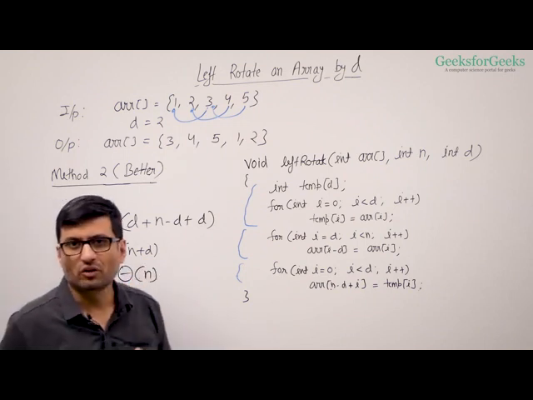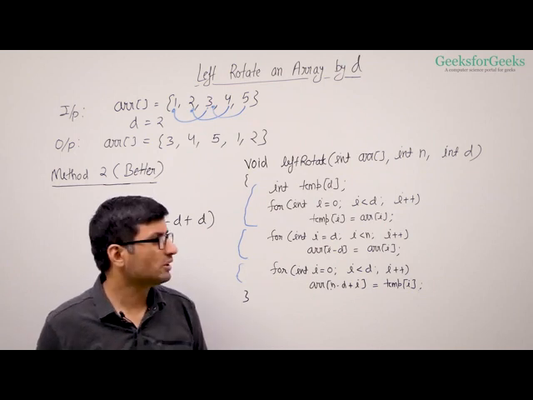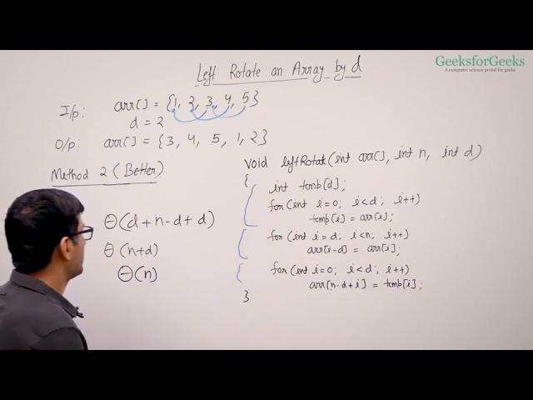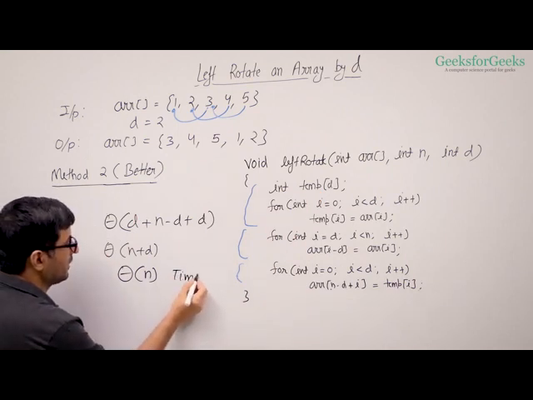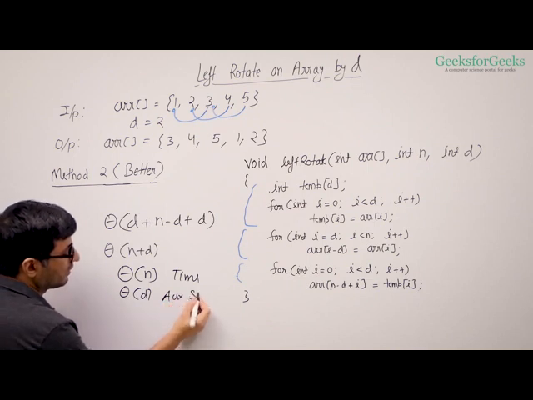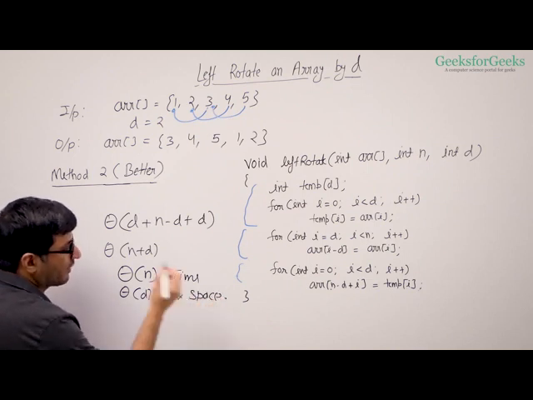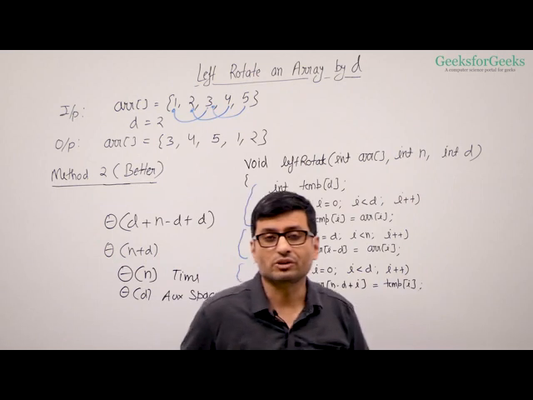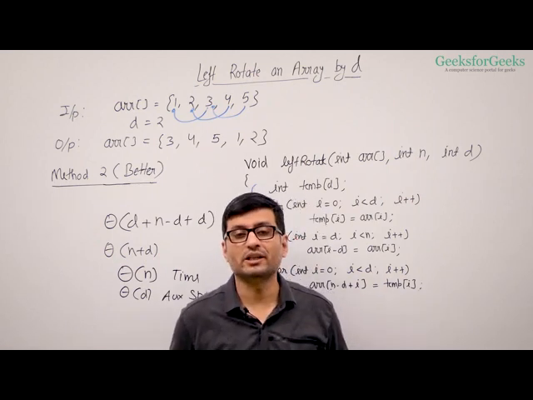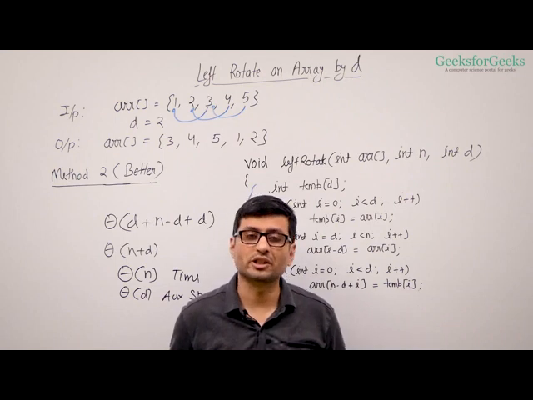Now what is the auxiliary space requirement for this? We are using an auxiliary array of size d. So theta n time and theta d auxiliary space. Now please think of a solution that works in theta n time and takes theta 1 auxiliary space.